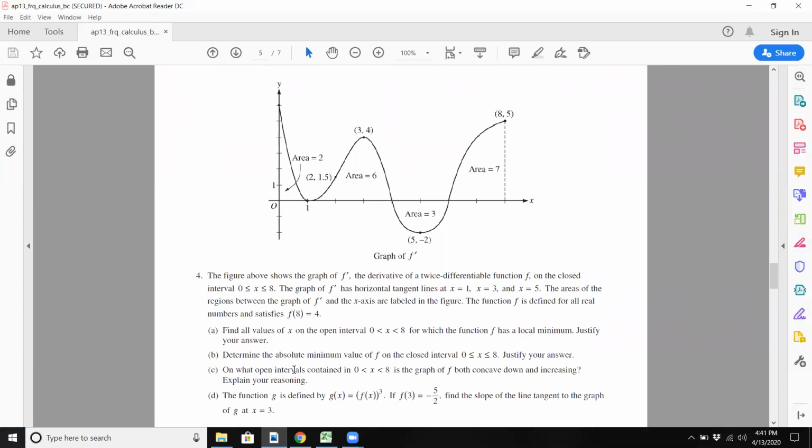Okay, here's number 4. Let me just give you the lay of the land here. So now they give you the graph of f prime, the derivative of a twice differentiable function f, on the closed interval, which is kind of similar, right? Because we looked at the graph of f, which was actually g prime. They tell you where you have horizontal tangents. They give you the areas for different regions. They also tell you f of 8 equals 4.